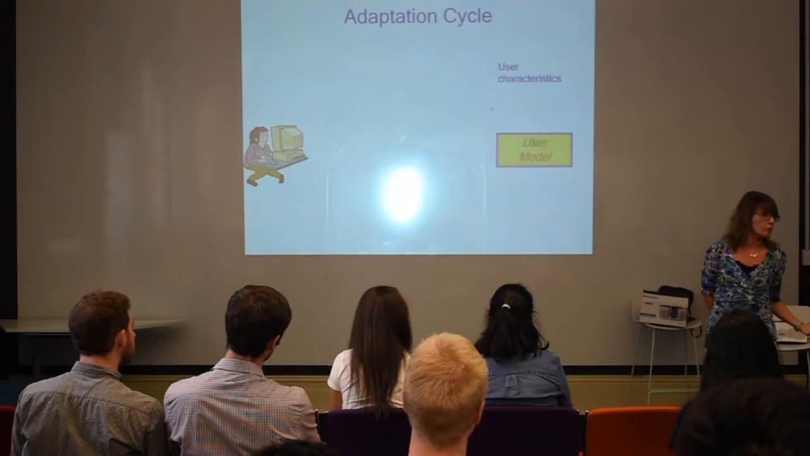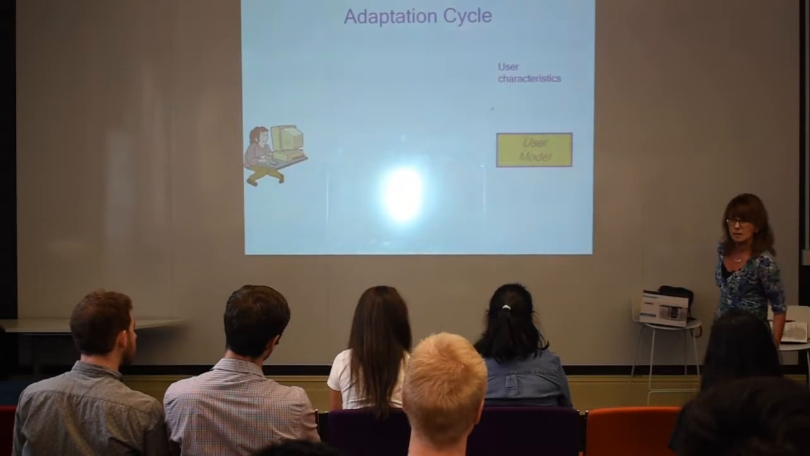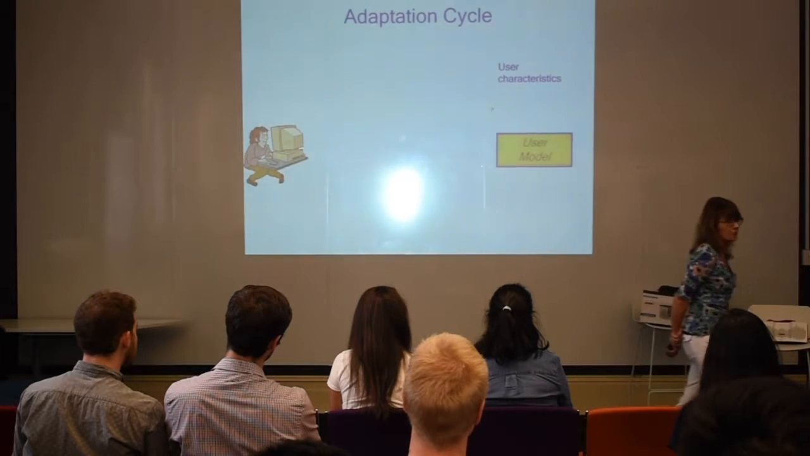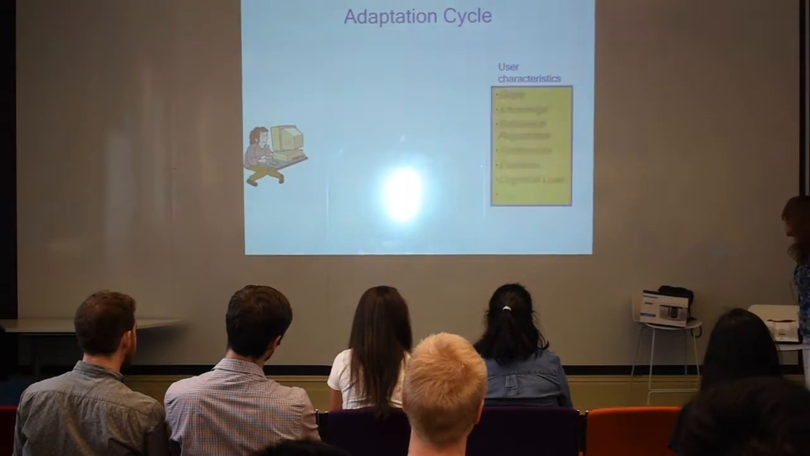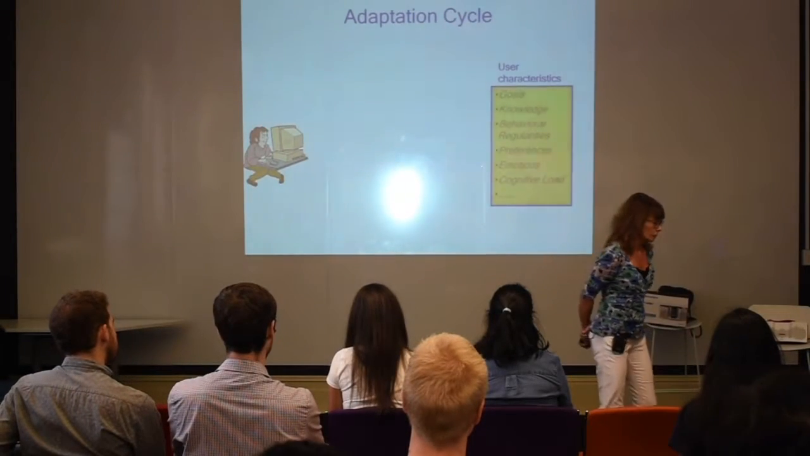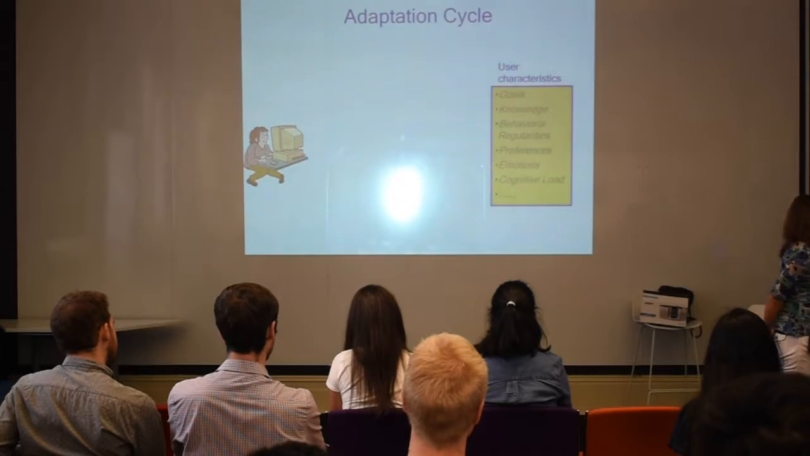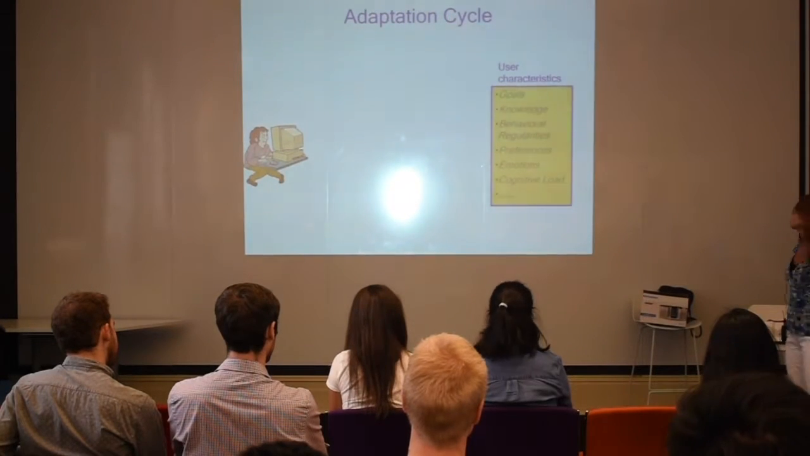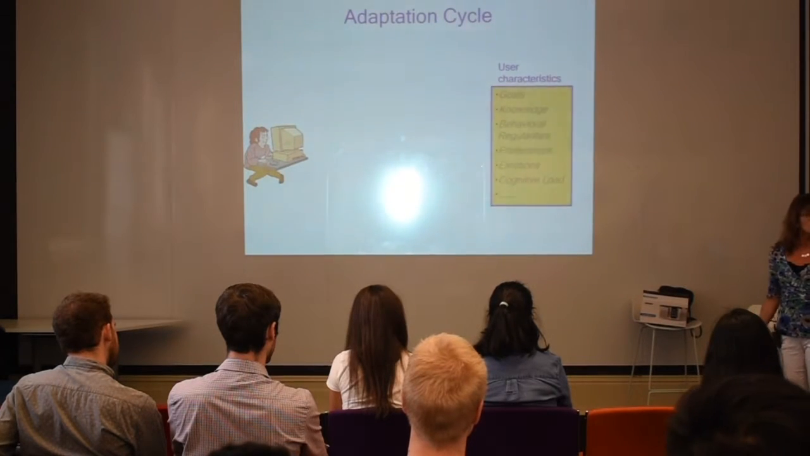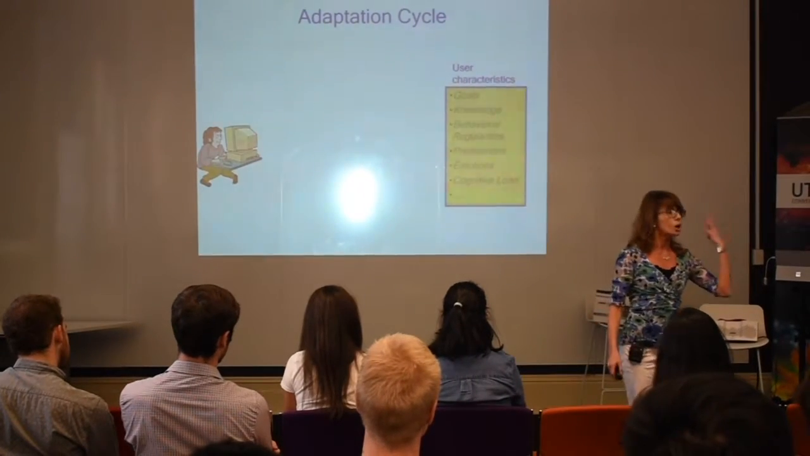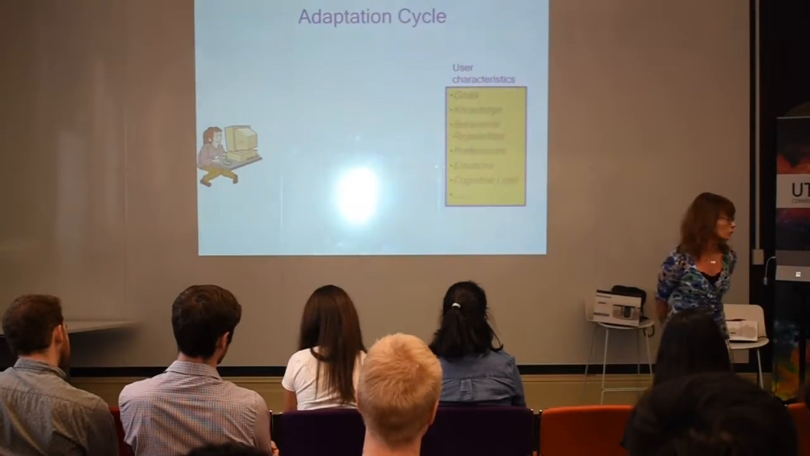Now, in order to be able to adapt to user properties, obviously, you need to be able to model these properties somehow. And this happens in the component of an adaptive user interface that is known as the user model. This research has been going on for a long time, and people have been working on modeling things such as user goals during the interaction, knowledge, behavioral regularities, preferences, and even things a little bit more esoteric such as affective states, cognitive load, and so on and so forth.